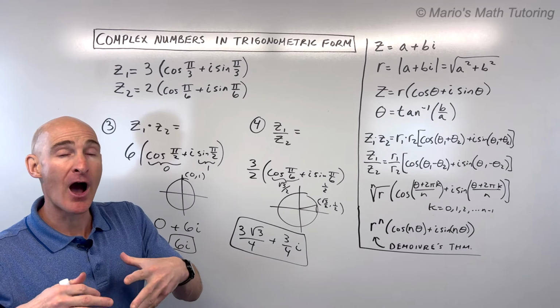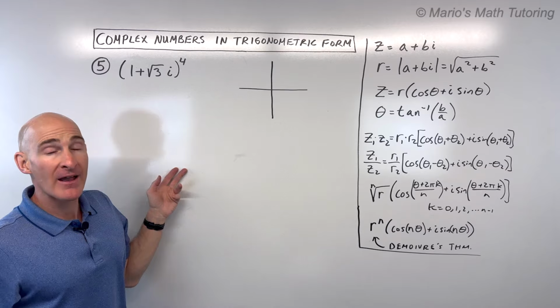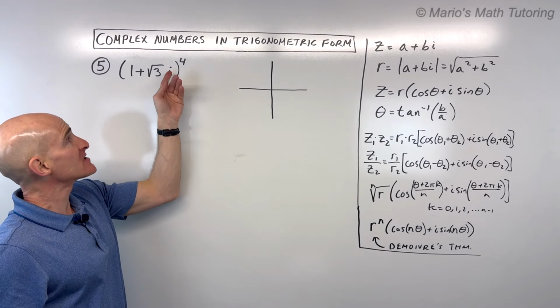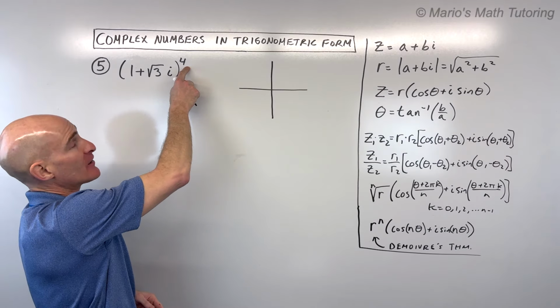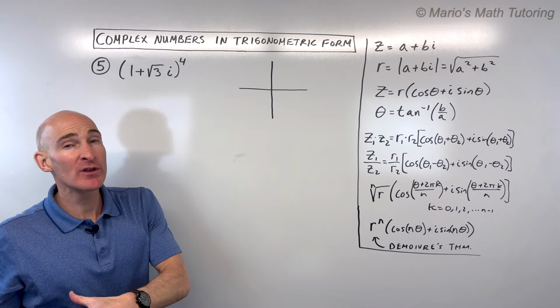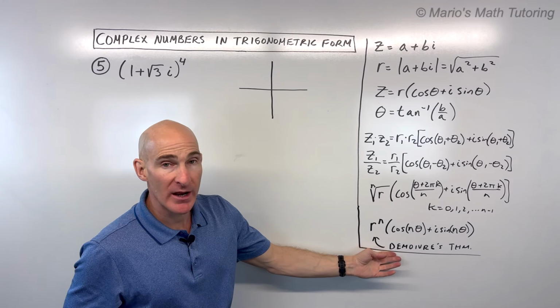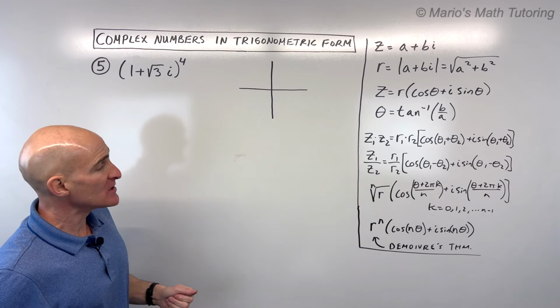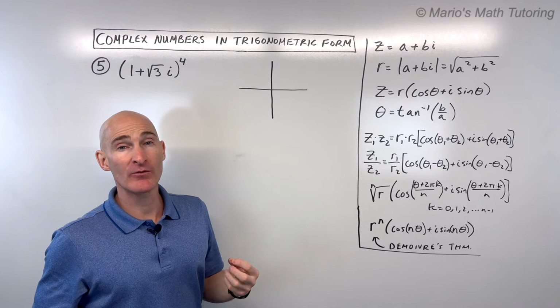Let's talk about how you raise a complex number to a power next. Okay, for number 5 now, we're going to be raising a complex number to a power. So we've got this complex number, a plus bi to the 4th power. This is where we use DeMoivre's theorem. And DeMoivre's theorem is this one right here. And what you're going to be doing is you're going to first convert this into the trigonometric form. That makes it easier to then raise it to a power.